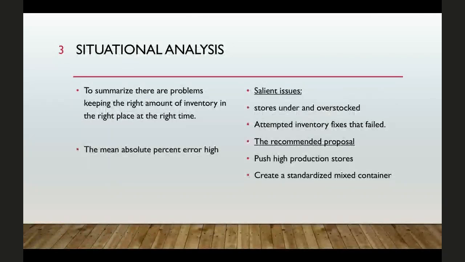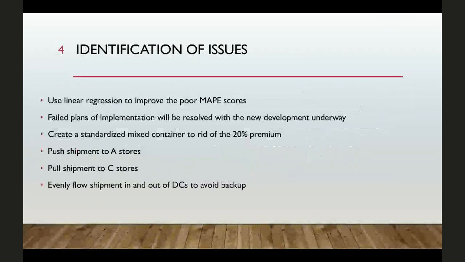Another issue is that there have been several attempted inventory fixes that have all failed. With that, the recommended proposal is going to be push stores, which are our higher selling stores, like our A stores and B stores, and we're going to be creating a standardized mixed container so stores can get a good mix of all of the higher selling grills and then a few of the lower selling grills just in case. To solve the issues, we're going to use linear regression to improve MAPE scores, and all the failed plans of implementation will be resolved with the new plan that we're coming up with now.